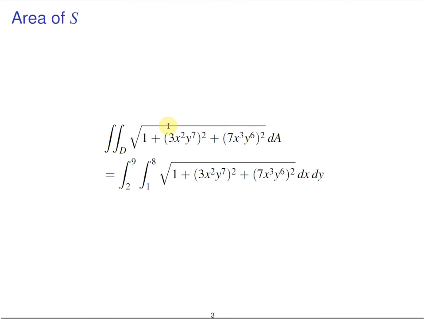And so when you set up the area, the parameter domain was x going from 1 through 8, y going from 2 to 9, and we needed this. This is the thing that represents the norm of the cross product of r sub u and r sub v, and then the dA turns into dx dy.